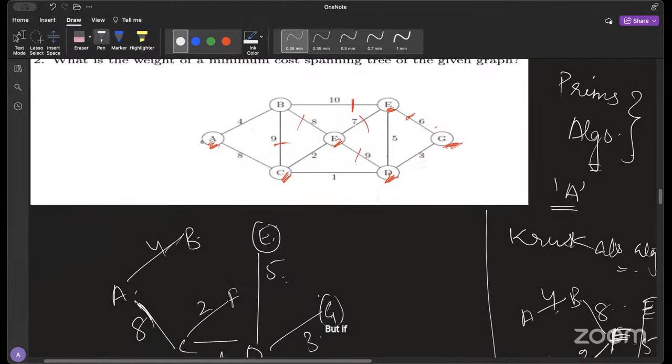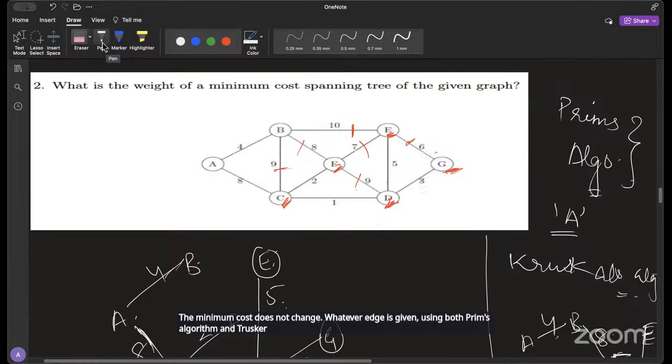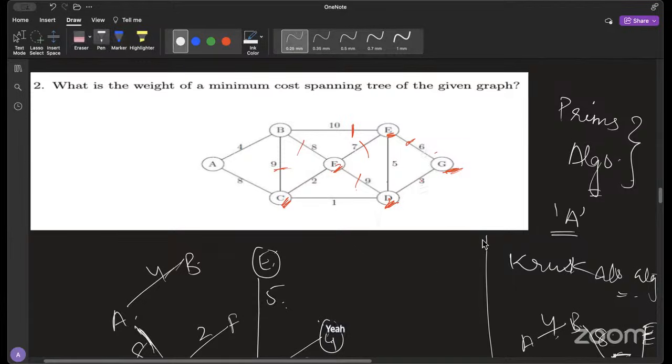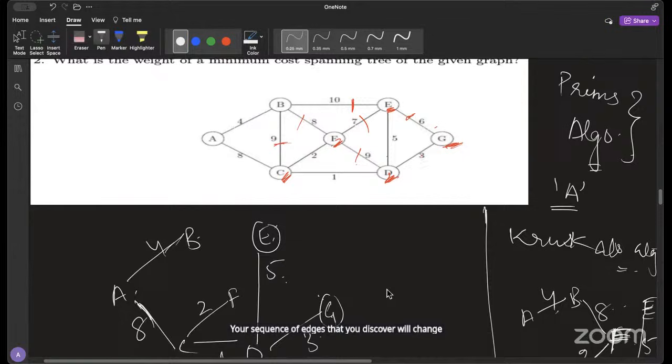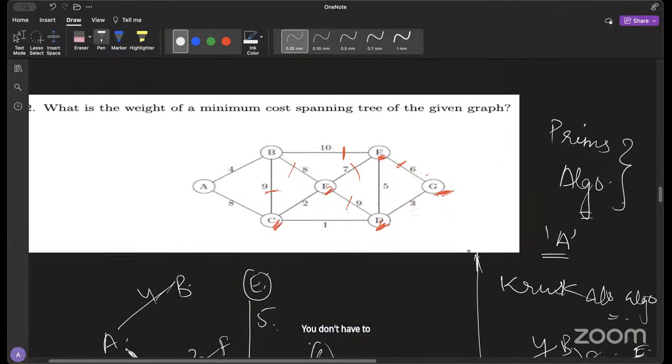But if we are not given the start vertex, can we start from any edge? That's what I'm trying to tell. If the vertex is given, then the minimum cost does not change. Whatever edge is given, using both Prim's algorithm and Kruskal's algorithm, your minimum cost is not going to change. Your sequence of edges that you discover will change, but the cost will remain the same. The cost does not change in both the algorithms, so you don't have to worry about that.